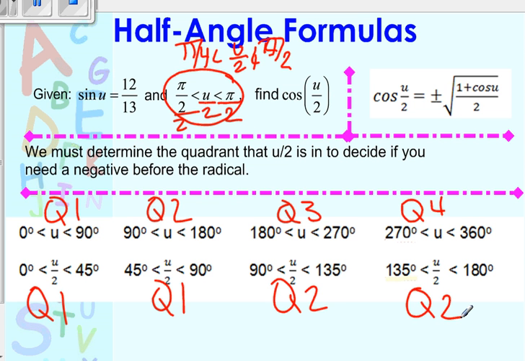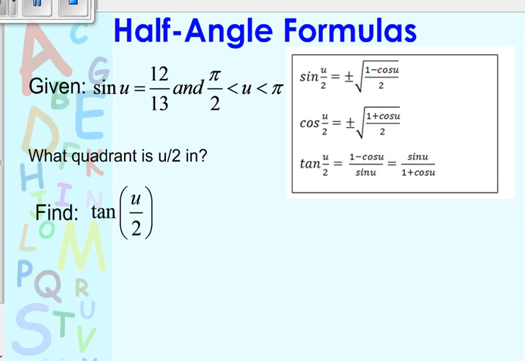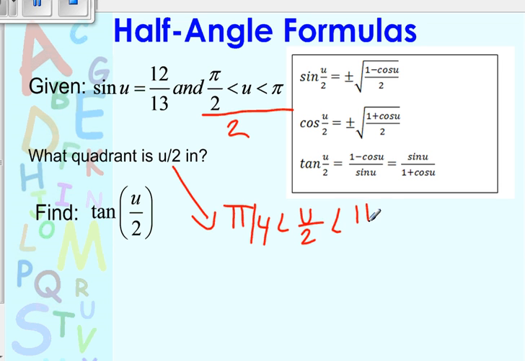And for us, the only thing that is negative there is cosine. So that's the one that we need to be on the lookout for if we need to put a negative in front. So first off, what quadrant is u divided by 2 going to be in? Right, so we're going to take this whole thing and we're going to divide it by 2, which gives us pi over 4 to pi over 2. So that puts us in quadrant number 1.